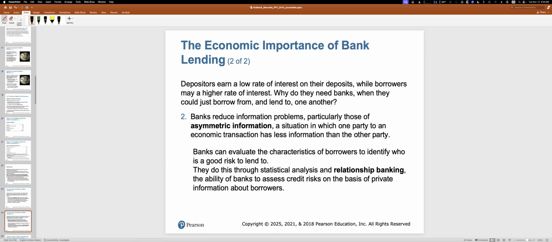So banks have to deal with this information problem. Remember back to Silicon Valley Bank? One of the reasons why it prospered was because it did this relationship banking, meaning that the CEO would put their money at the bank, right?